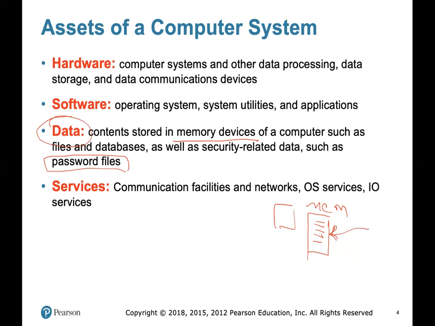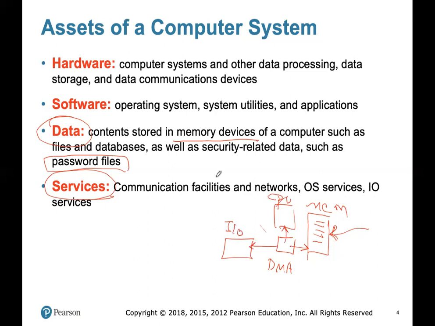Okay, and the fourth, but not least, type of asset for us is the services that we have in a computer system. You have your computer, and for example, let's say you have your CPU, and next to the CPU, you have your DMA, right? And this DMA is supposed to communicate between the memory and the I/O devices that you have.